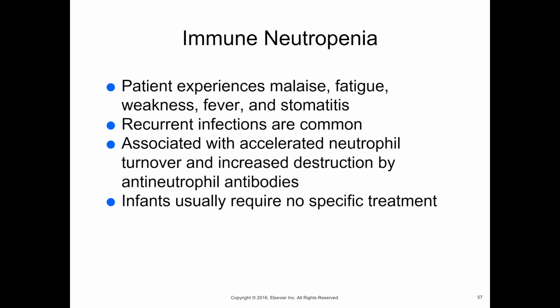Next, immune neutropenia. Basically, we just have a reduced number of neutrophils. Remember, this is one of the first responder white blood cells. We also will see anti-neutrophil antibodies created. You get a lot of recurrent infections in people with this condition.